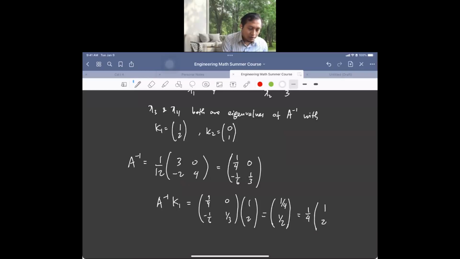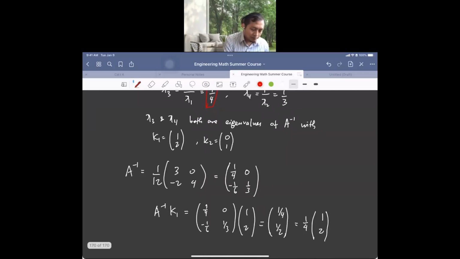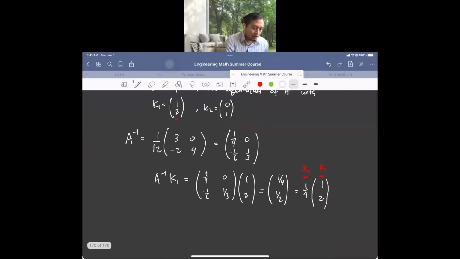Now we can factor out 1 over 4, and it results in the eigenvalue 1 over 4, and the eigenvectors are the same as K1 here, right? This is just to verify whether our theory is correct or not.